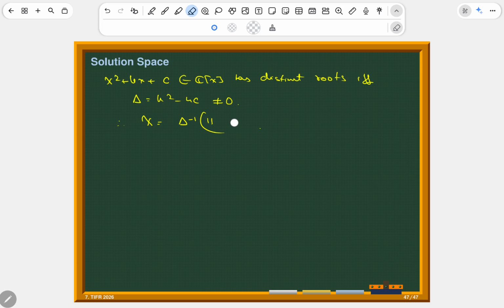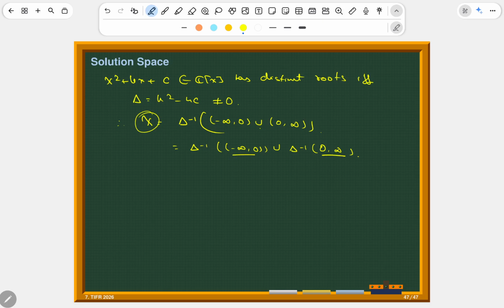Now observe that R minus {0} is just (minus infinity, 0) union (0, infinity). And under inverse images, we know that unions split. So this is just of the form Delta inverse of (minus infinity, 0) union Delta inverse of (0, infinity). Now this is open, and this is open. Delta is a continuous function, so X has been decomposed into two disjoint open sets.